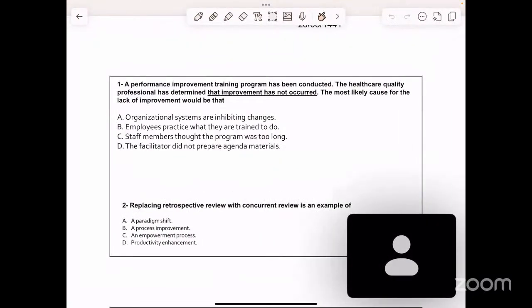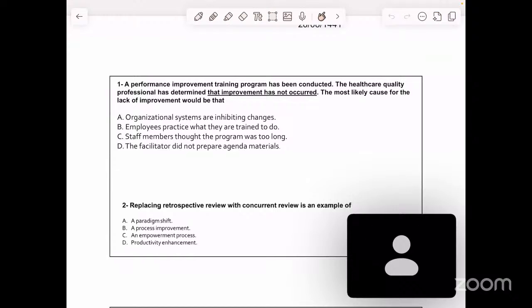Okay. The answer here is letter A. Because these systemic barriers within the organization are often preventing the implementation of changes. When we say inhibiting, this one hinders, prevents. So even if training is already conducted, the other options, the employees practice what they are trained to do, the staff members thought the program was too long, and the facilitator did not prepare agenda materials, are less likely causes.